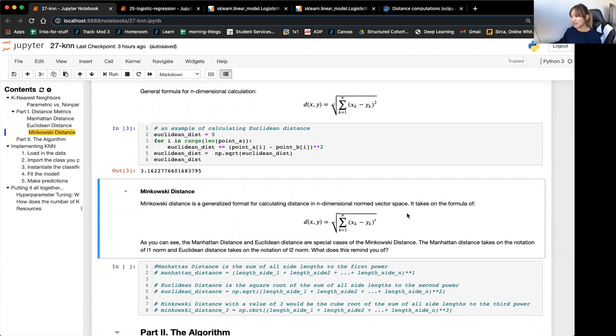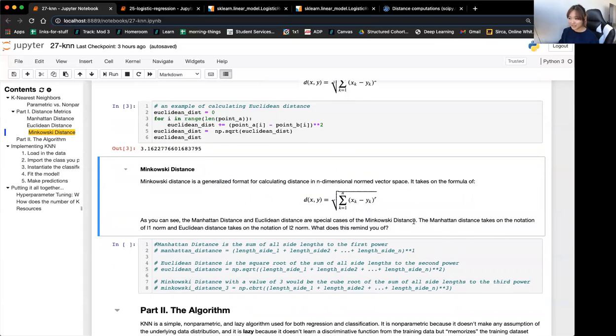With Minkowski distance, you can take the cube of the distances between points and then cube root it. You can also do this with higher powers. Euclidean distance is only for the power of 2, so Euclidean distance is Minkowski distance raised to and rooted by a power of 2. You might see this in more technical writings: the Manhattan distance takes on the notation of L1 norm, so you can find the L1 norm between two points, and Euclidean distance takes on L2 norm. This should remind you of Pythagoras' theorem. Questions about these distance metrics so far?